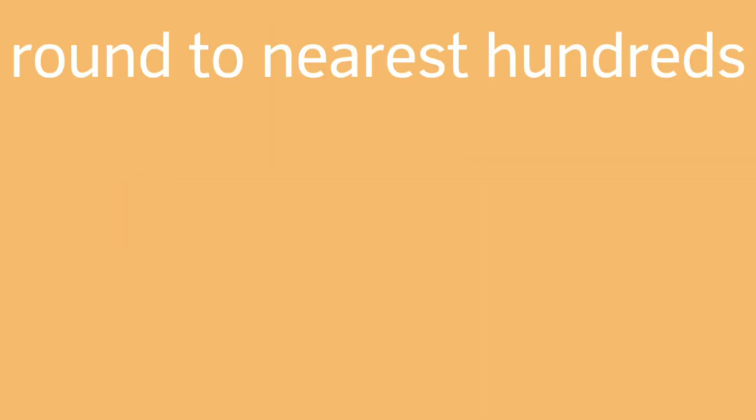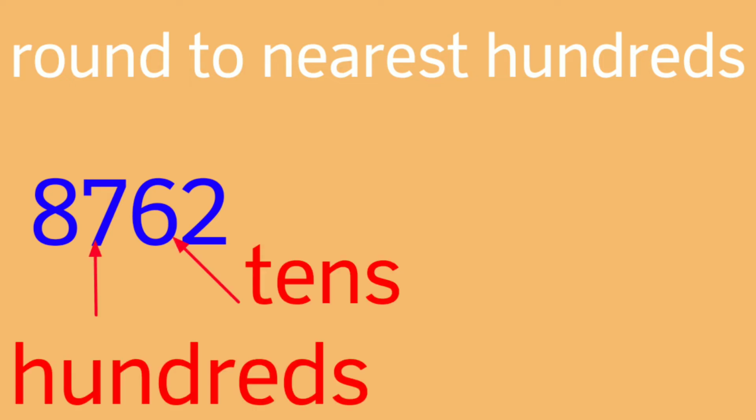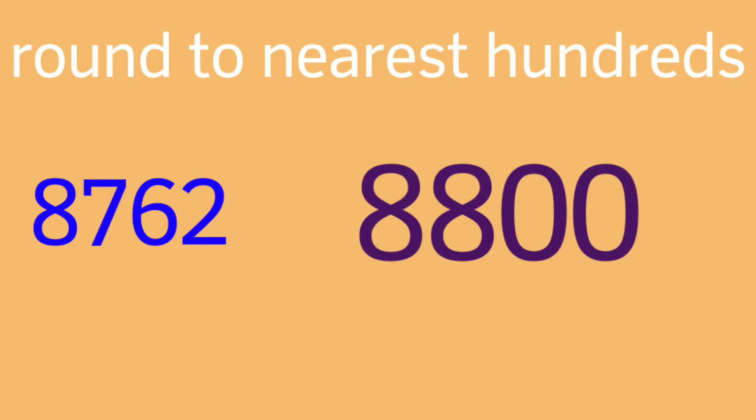Rounding to the nearest hundreds. Let's make another example. Round 8,762 to the nearest hundreds. Here we see that 7 is the hundreds digit and the number to the right, which is 6, is greater than 4. Rounding 8,762 to the nearest hundreds is 8,800.